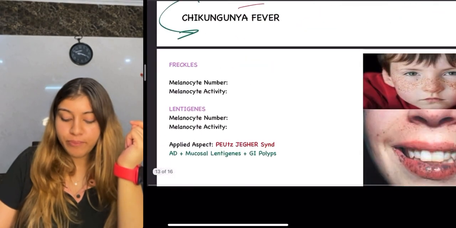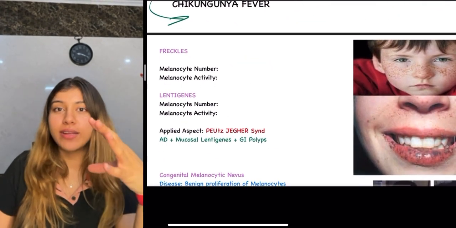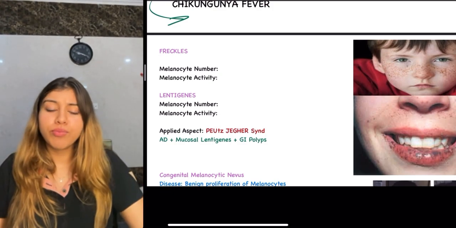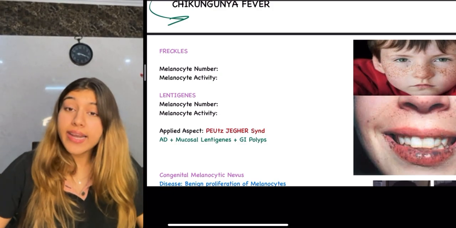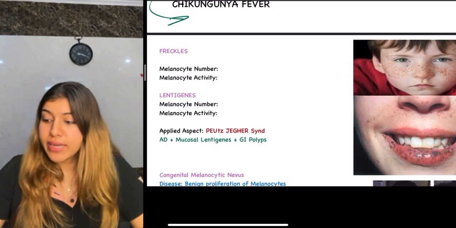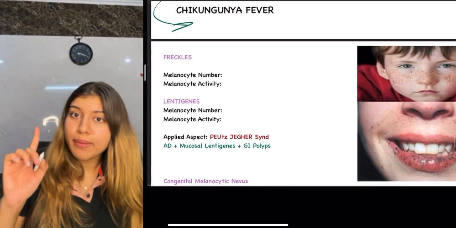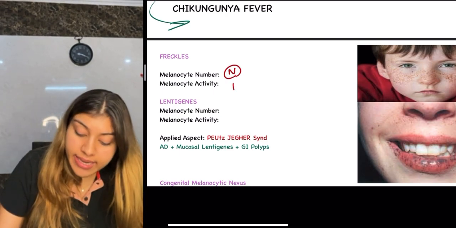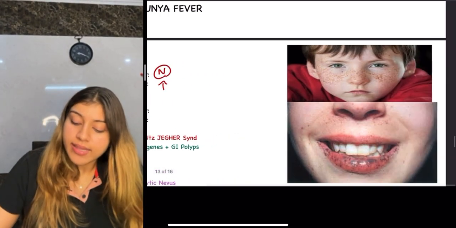Okay. Next, guys, another hyperpigmentary condition is going to be freckles. Nowadays, a lot of people are interested in getting freckles. There's a trend going on for some reason. And what you need to know in freckles, guys, is that your melanocyte number is going to be normal over here. It is the melanocyte activity that increases in freckles. Okay, these are your freckles.